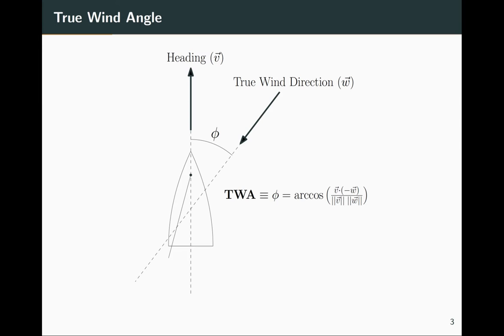So true wind angle is, as I've illustrated graphically here with the Greek letter phi, the arc cosine of the heading, the vector v, dotted with the negative of the vector w, divided by the magnitude of the products. Now, this is a little on the fringe here of kind of bad science in that your heading, the direction you're pointed, isn't necessarily the direction you're actually moving.